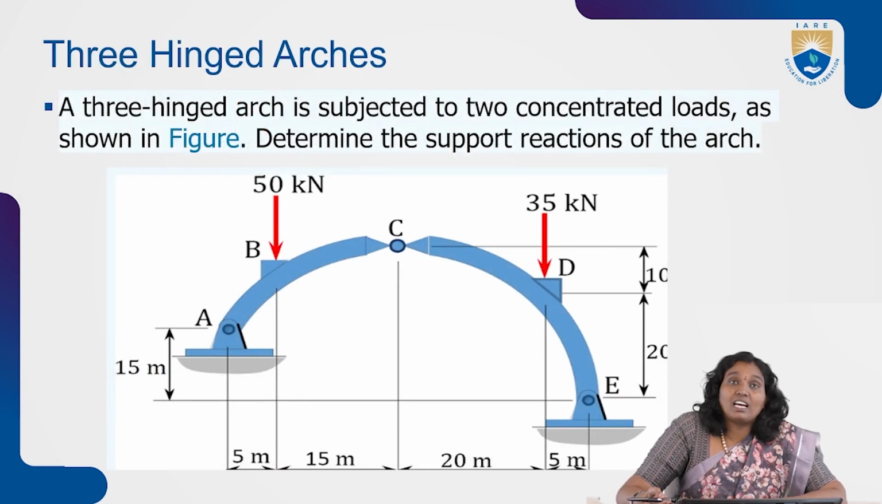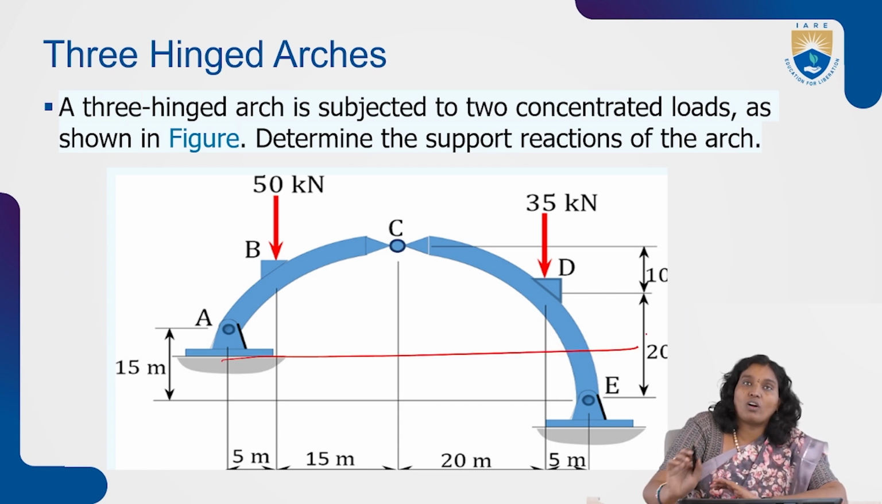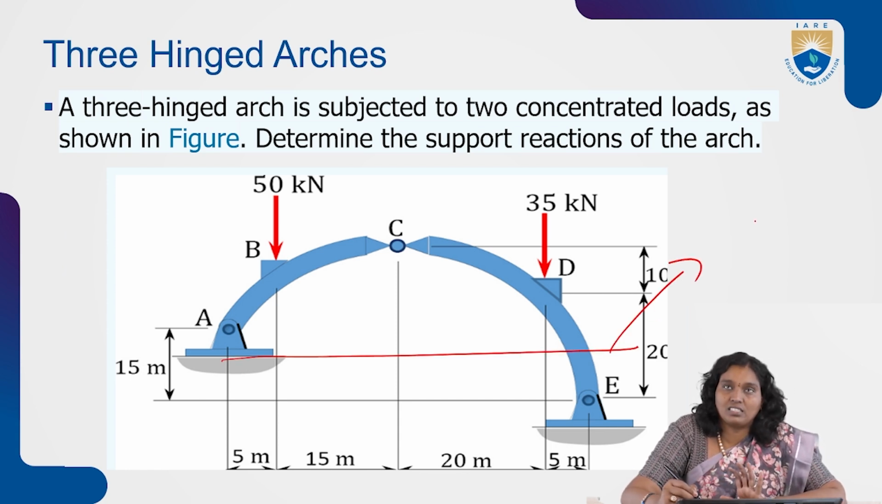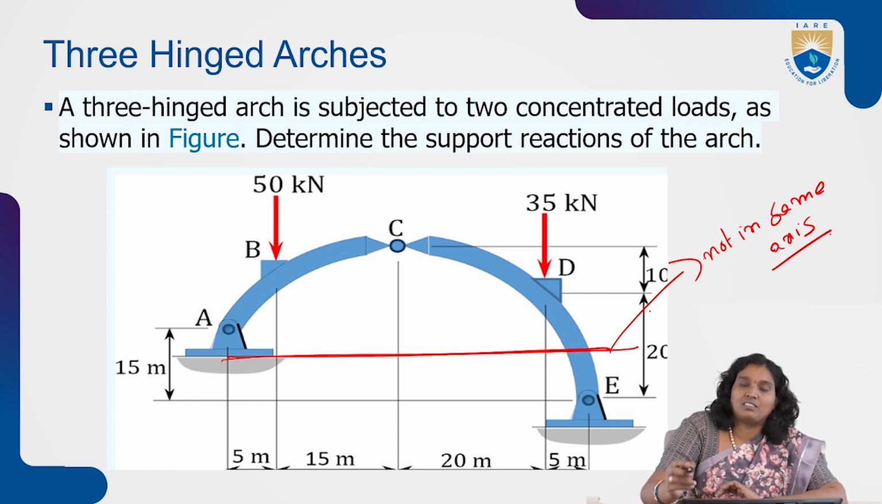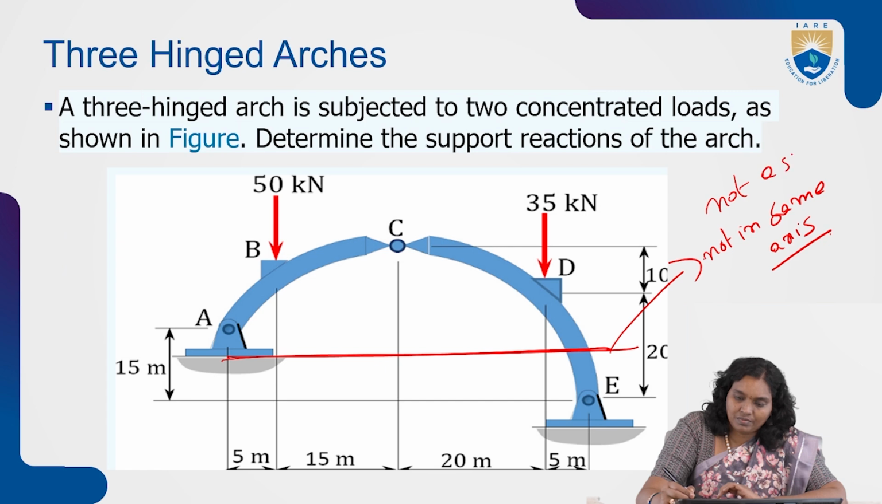Now, three-hinged arches, how will we understand them in terms of different considerations, and how will we find these various support reactions? Well, it's better to give an example. So now here a three-hinged arch is subjected to two concentrated loads as shown in the figure. Determine the support reactions of the arch. Here these two are not in the same axis. Observe the things. It is not a symmetrical one.